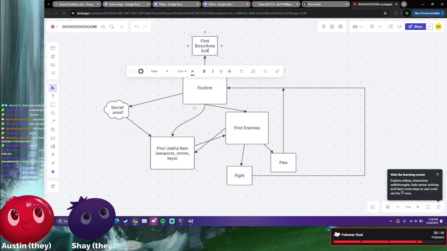So our core loop in here, the 30-second loop, is explore, find useful item, explore, find enemies. This trio right here. Exploration is the core and everything branches off from there. I do think that ours will likely be similar, except the explore and the talking to people are going to have basically equal branches.